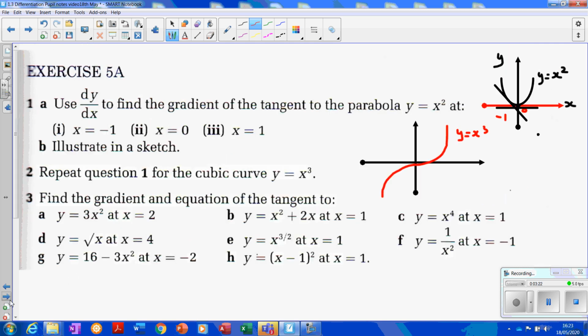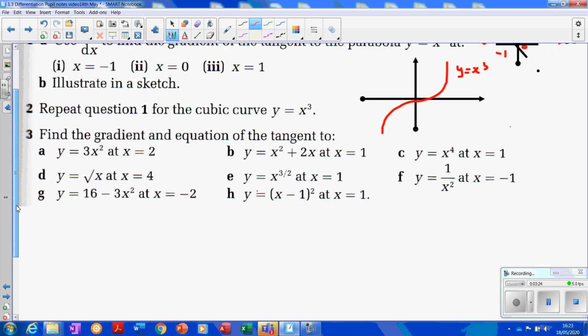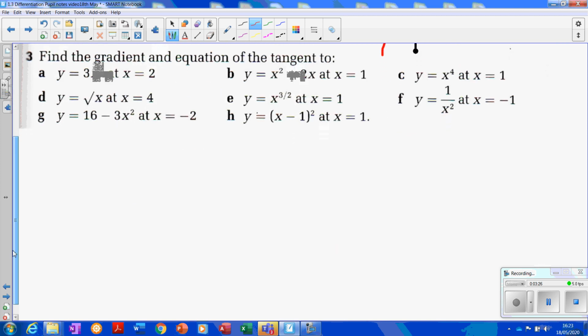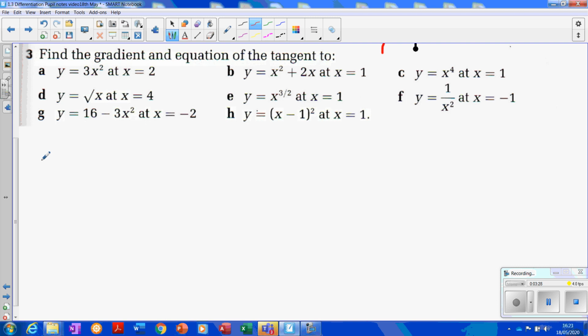Okay, next question, question 3. For question 3, find the gradient and the equation of the tangents too. So a wee bit more work in these ones, so I'm going to go through them quickly. Gradient is dy by dx. So dy by dx for part A is going to be 6x, and it's the gradient when x equals 2. So when x equals 2, the gradient becomes 6 times 2, which is equal to 12.